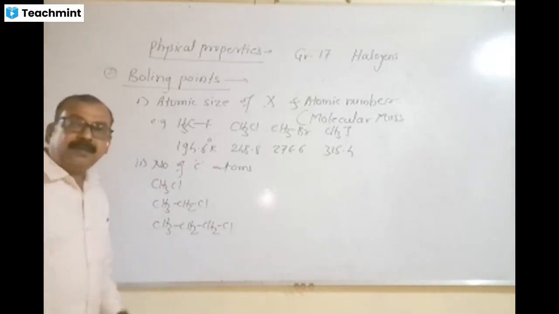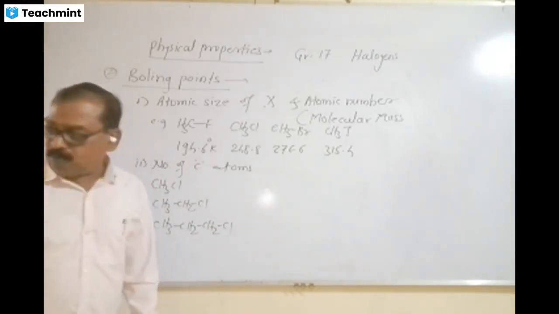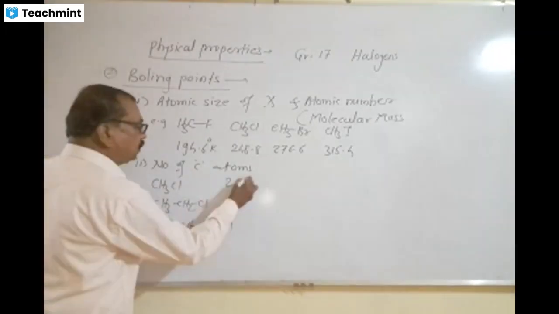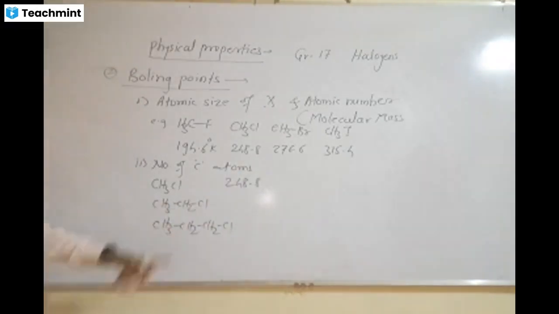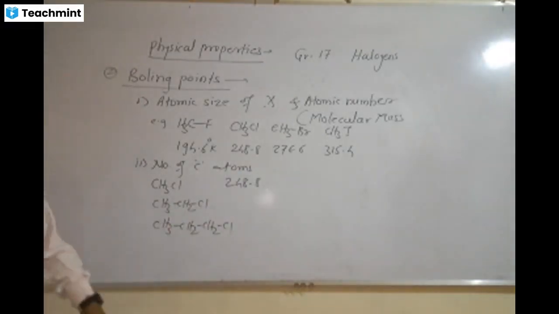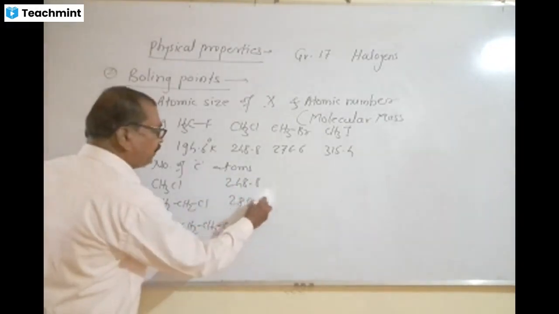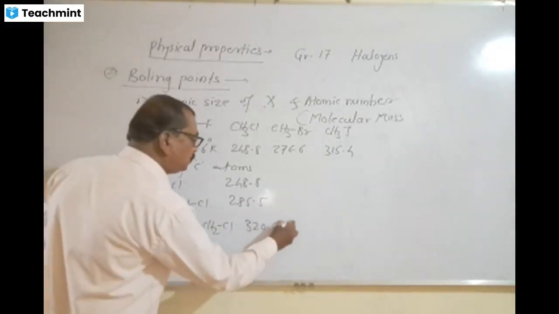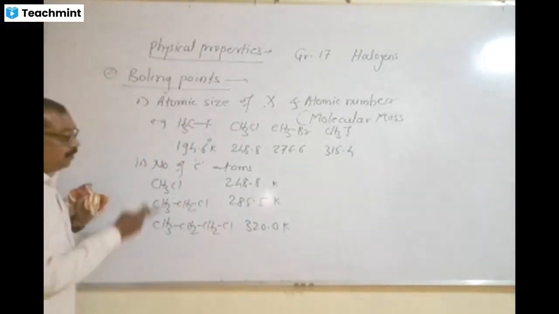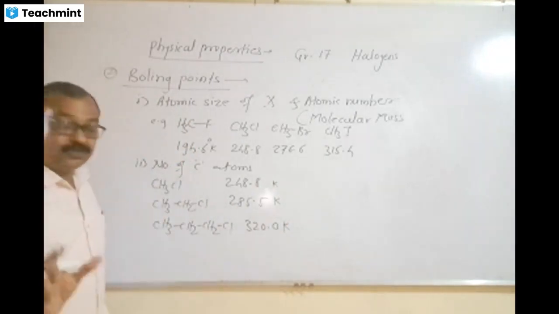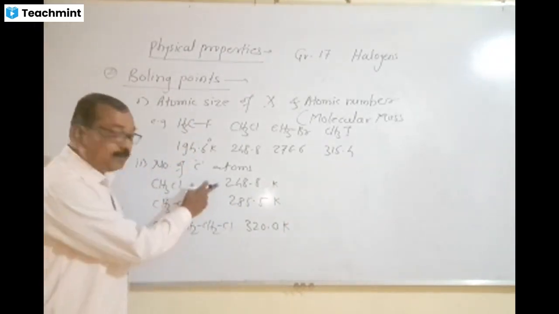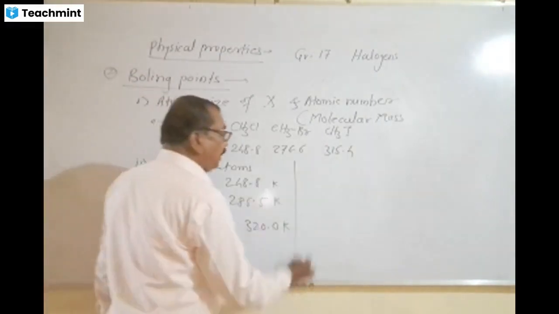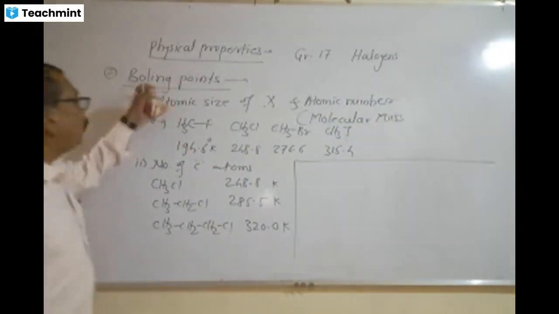From top to bottom, number of carbon atom goes on increasing. Therefore, boiling point also goes on increasing. Boiling point of first compound is 248.8, and that of second compound is 285.5, and third compound is 320.0 Kelvin. Carbon atom increase झाले की boiling point सुद्धा increase होतो. ते मी लिहिलेले आहे, from top to bottom as number of carbon atom goes on increasing, boiling point also goes on increasing. And third factor which affect the boiling point.